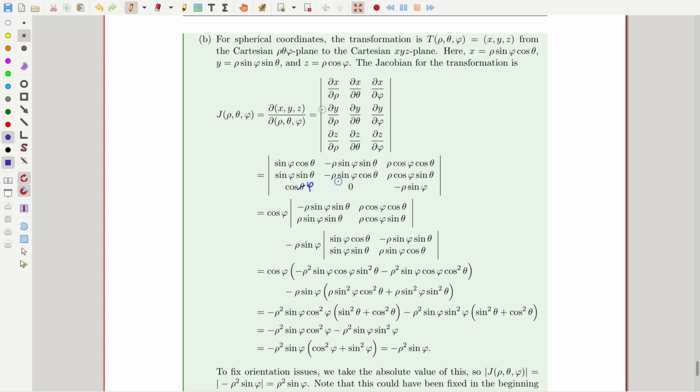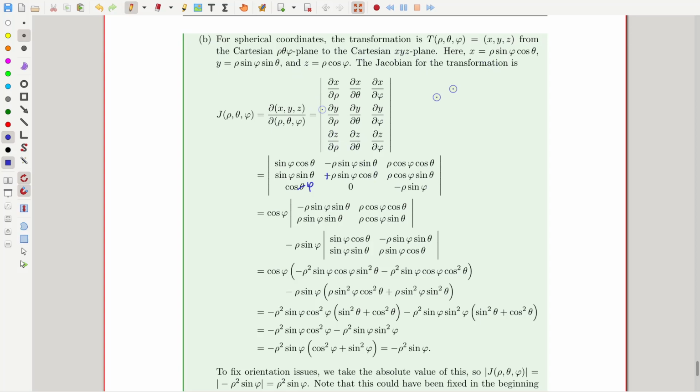Okay, so maybe it's this entry. Let me think. Sorry. This is y theta. Y theta is positive. Yeah, it is positive. Rho sine. So with respect to rho gives you that. With respect to theta gives you that. With respect to phi gives you that.